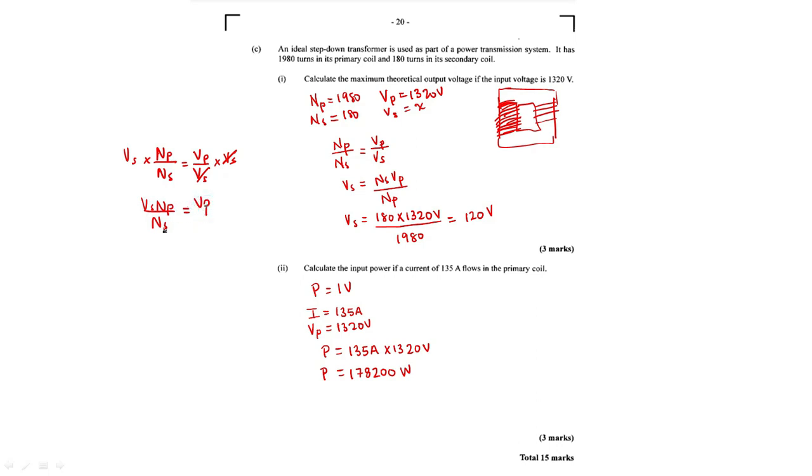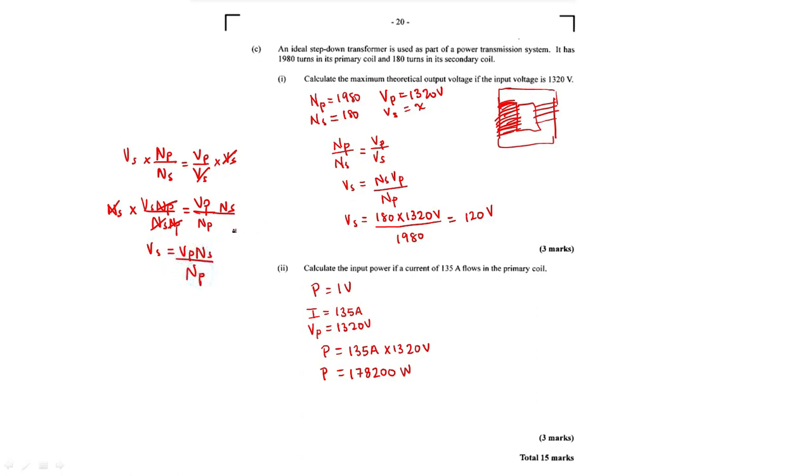But what we're looking for is VS. So to solve for VS, we have to get rid of NP and NS. Since NP is being multiplied by VS, we're going to divide both sides by NP. And then since NS is doing division here, we're going to multiply both sides by NS. So we end up with VS is equal to VP NS over NP, right?